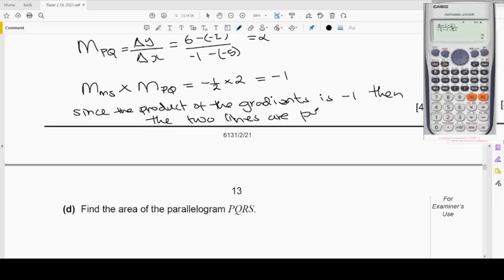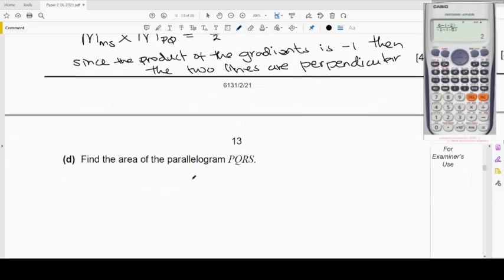Okay, so this is mostly just to explain why I was doing all these calculations, and I think the marker would want to understand or check your reasoning why you were working out the gradients, because we know that if two lines are perpendicular, then their gradients have a product of -1.